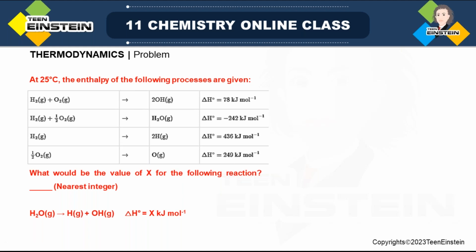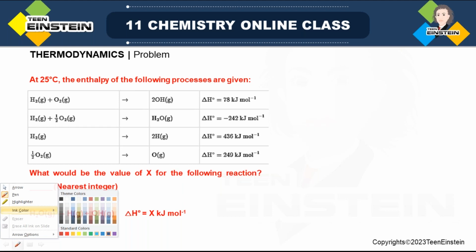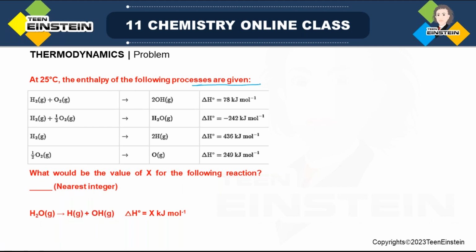Another problem. At 25 degrees centigrade, enthalpy of the following processes are given. So 4 different reactions are given, with corresponding ΔH° values, standard enthalpy values, given for each of these 4 reactions. So total 4 reactions, total 4 enthalpy values, all under standard conditions. You have to find the value of X for the following reaction. X means the enthalpy change for this reaction.